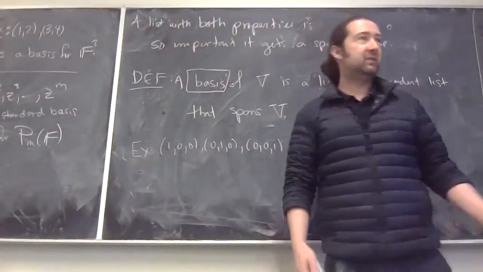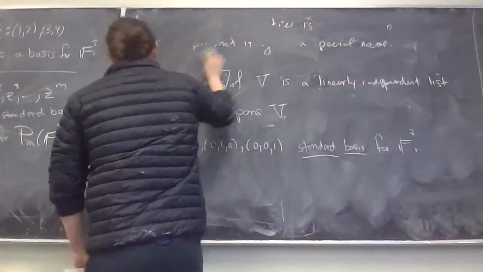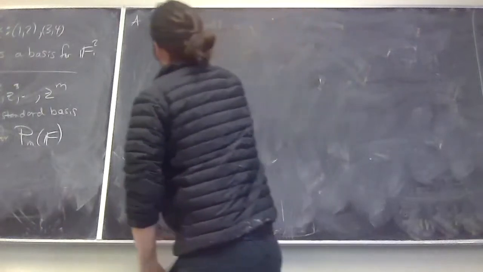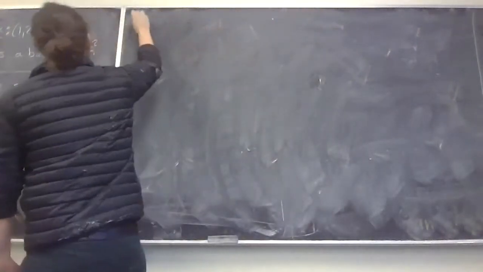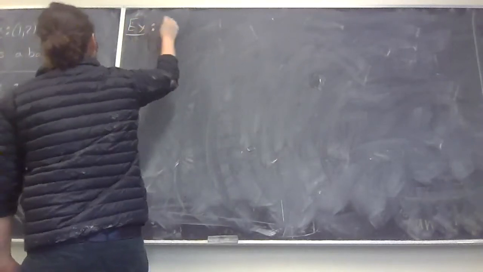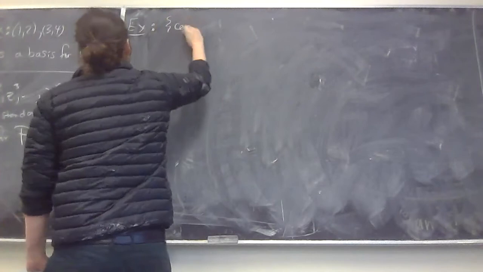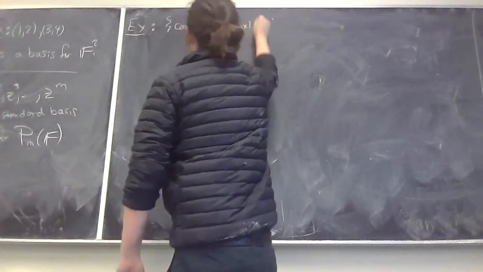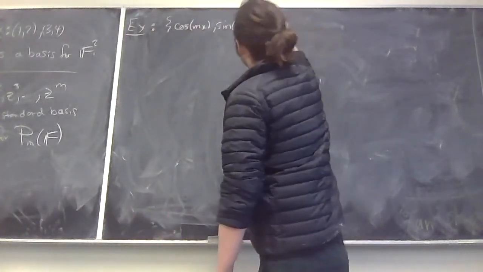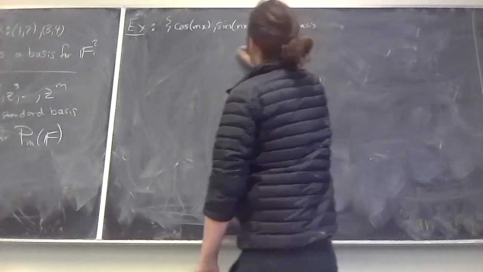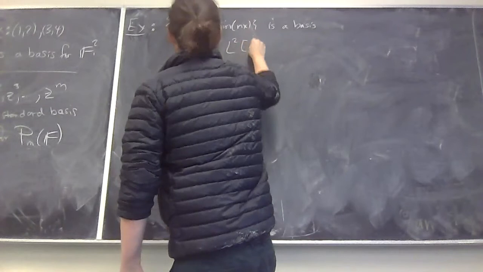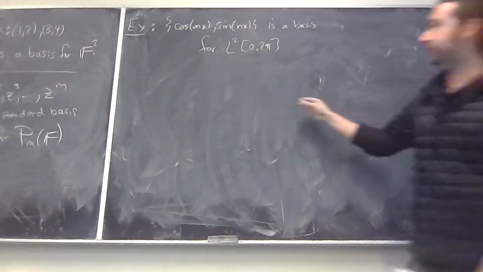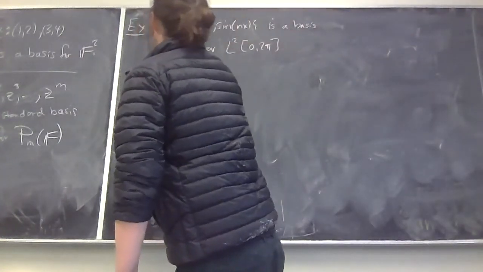Okay, and I'm gonna do something more exotic that you've maybe seen in another class before. It also justifies, not something we're gonna study in here, but something that justifies a lot of the connections in higher level math and why linear algebra is so important. So here's an example that's one of my favorites. The family cosine mx, sine nx, that family of functions is a basis for a space called L2. Those are functions that are square integrable, right? This is the basis of Fourier series.